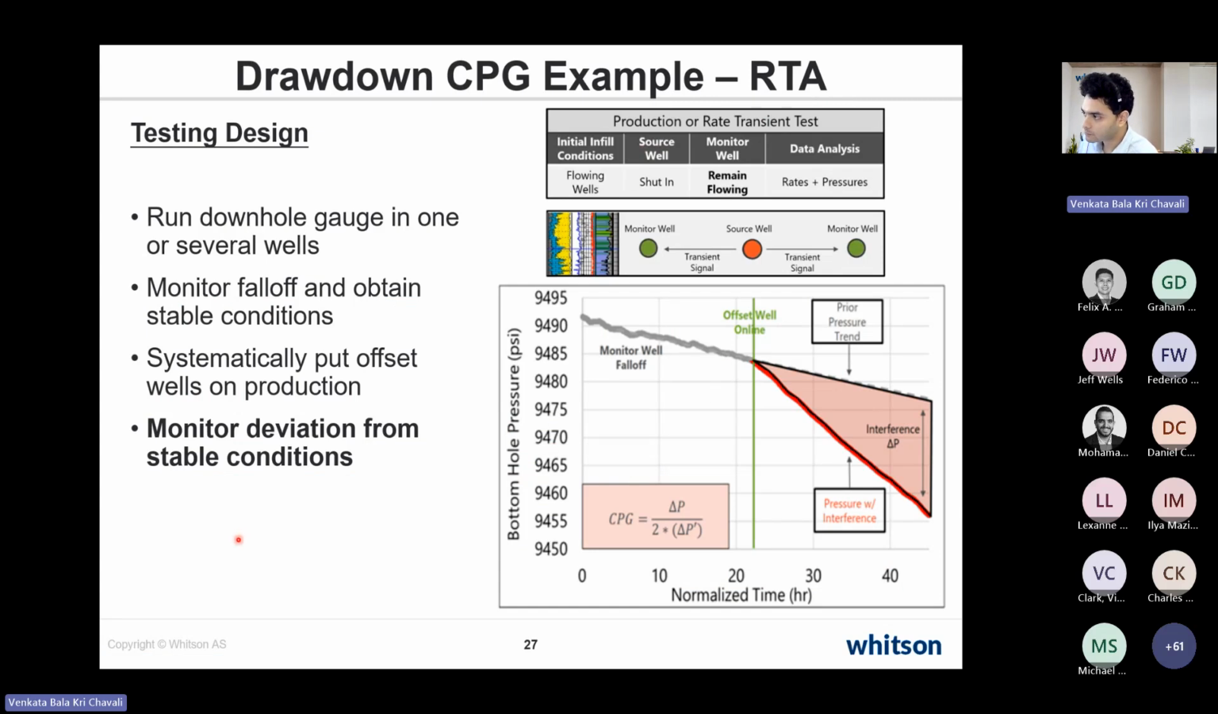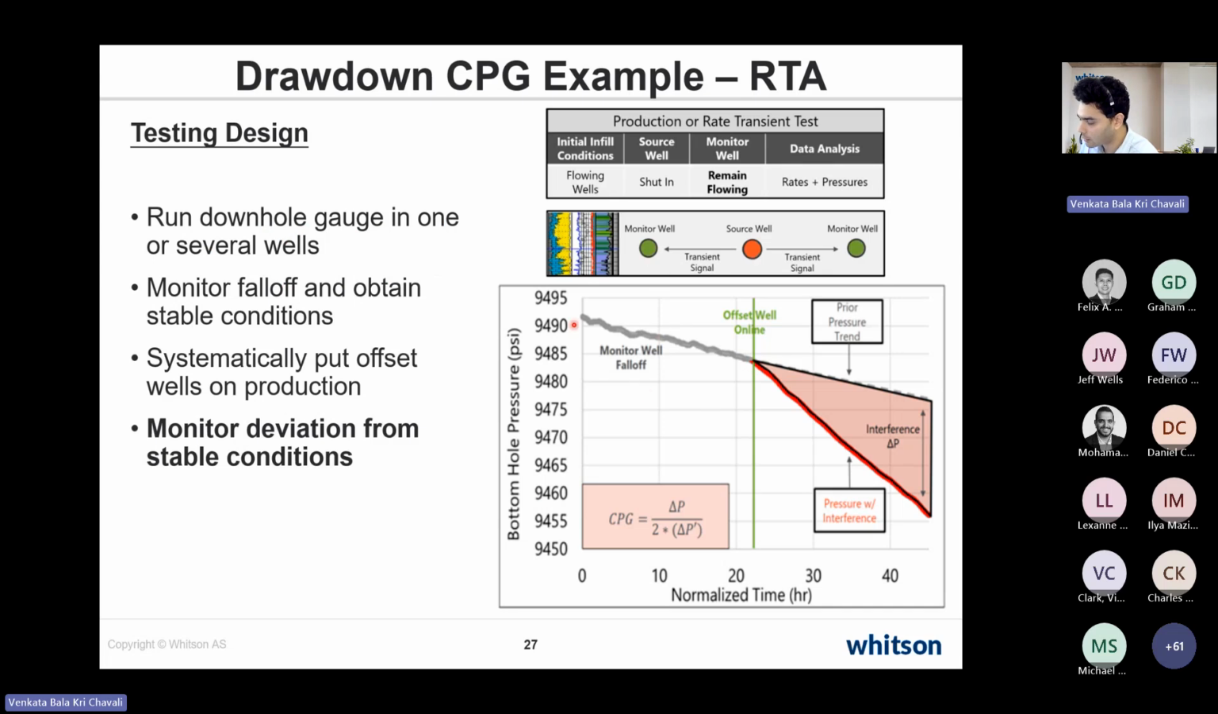So let's say you have a source well, you have a few monitoring wells, you have gauges in the monitoring wells, and effectively, as you're producing, you're implicitly sending transient signals in the reservoir that, assuming you have enough communication between the source and the monitoring well, can be felt at the monitoring well, right? So what we're doing is we're running one or several wells, and we're running downhole gauges. We can then monitor fall off and obtain stable conditions.